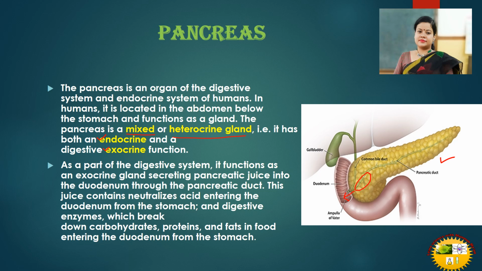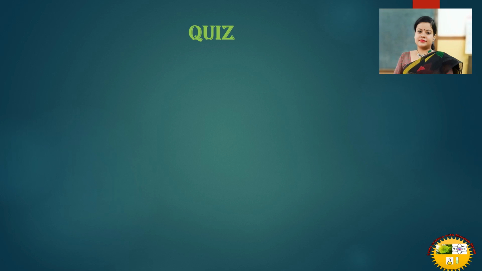It pours pancreatic juice. What does this pancreatic juice do? It neutralizes the acidity of the food coming from the stomach, and also helps in the digestion of the food along with the intestinal enzymes. So these three digestive glands play a very important role in the digestion of human beings. I hope you have understood the concept. Now it's time to take a quick quiz.